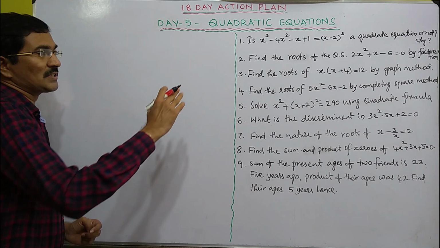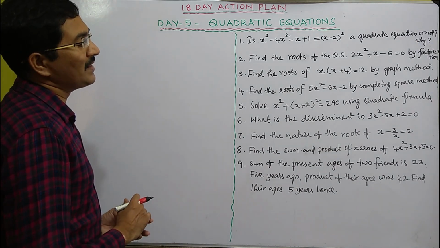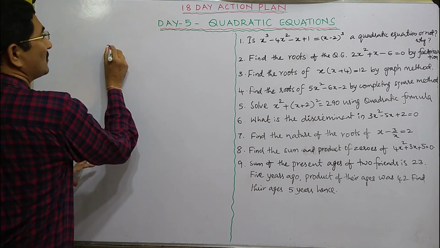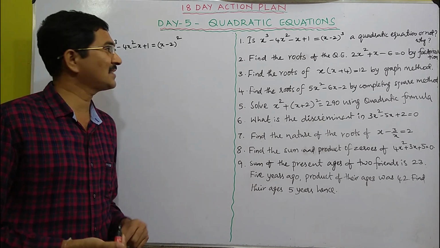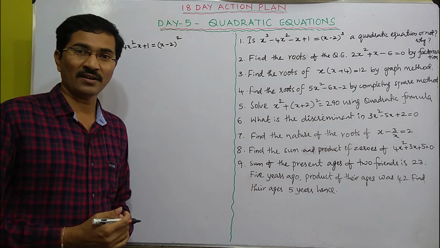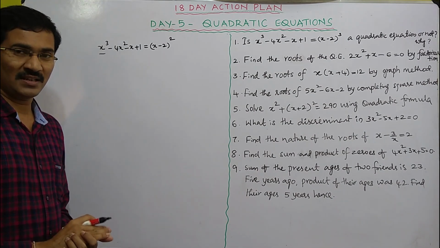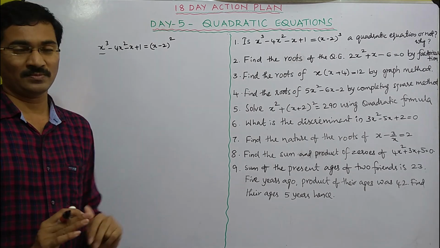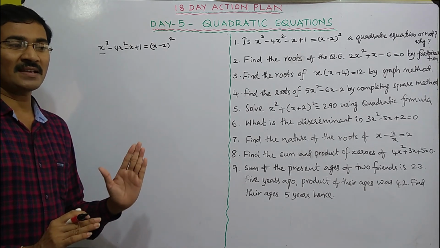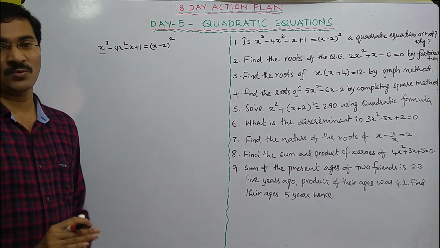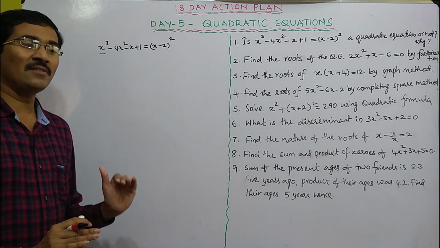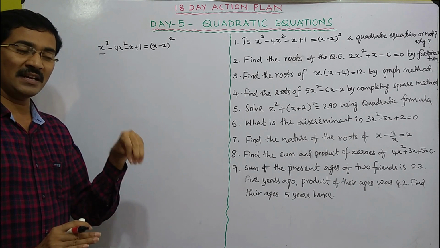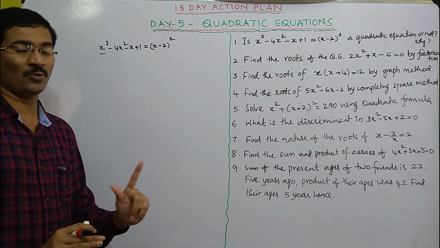So let's go. The first question says x cube minus 4x square minus x plus 1 is equal to x minus 2 whole square. The question is, is it a quadratic equation or not? What is a quadratic equation? A quadratic equation is an equation whose degree is 2. So if an equation has degree 2, it is called a quadratic equation. And here we deal with only one variable. Please concentrate. In this chapter we deal with quadratic equations of one variable only.